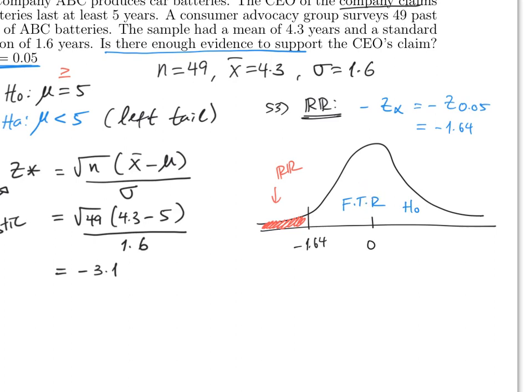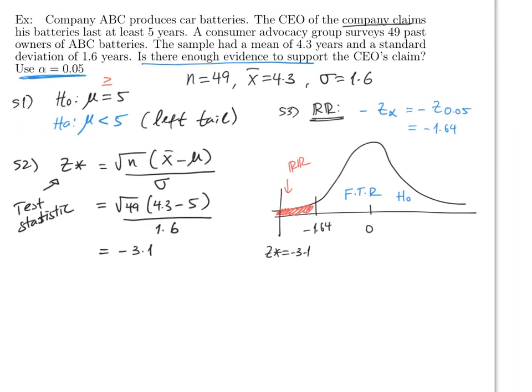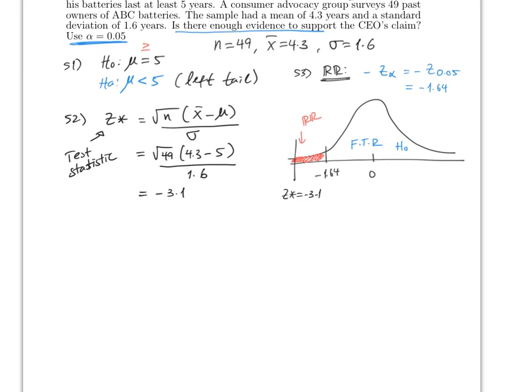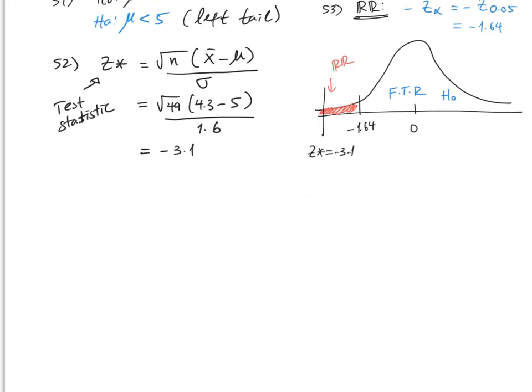Rejection. So just take a wild guess. What do you think the conclusion should be if it is in the rejection area? Remember, there's only 2 choices. You either reject or fail to reject. So what do you think it will be? Reject. So therefore, the conclusion, step 4, is reject H0, which means the mu is less than 5.